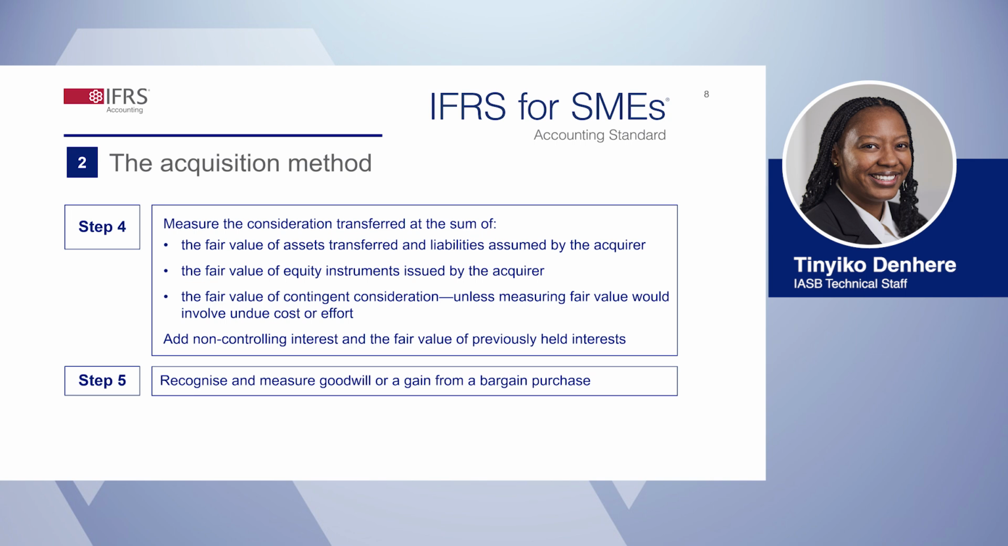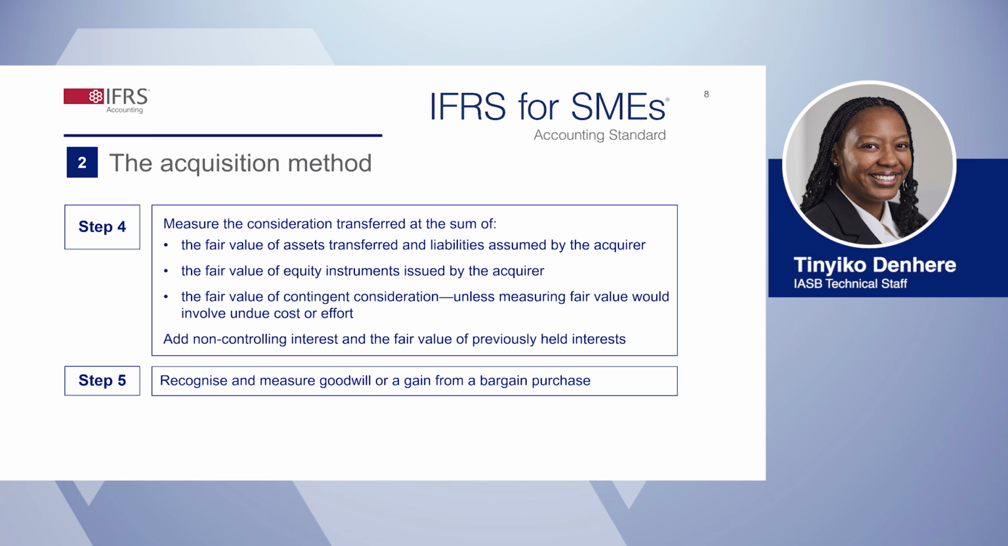If the business combination is a bargain purchase, the gain is recognized in profit or loss immediately. In other words, the SME recognizes a gain if the consideration transferred is less than the fair value of the assets and liabilities acquired.